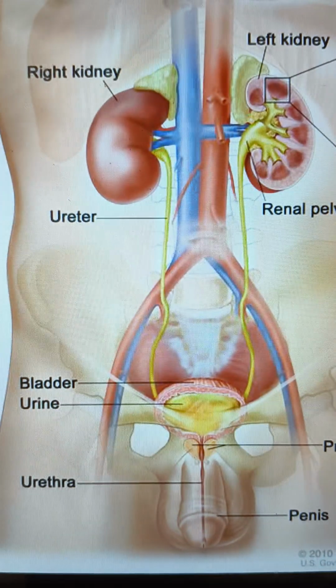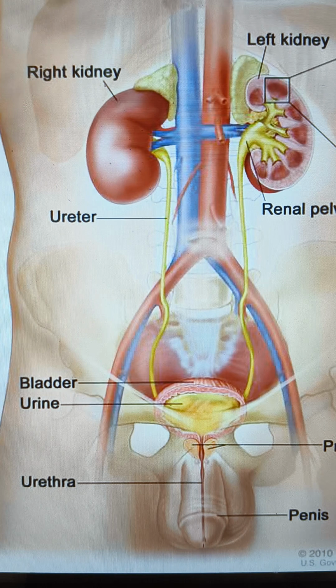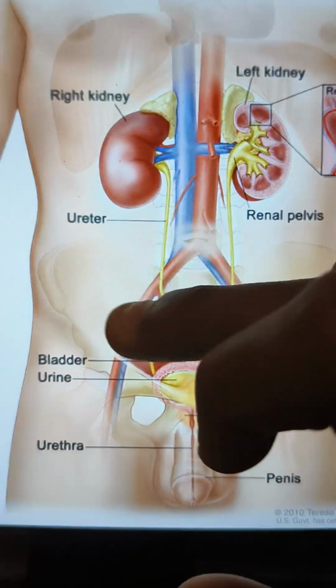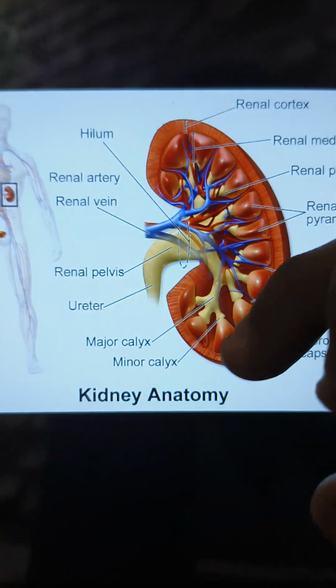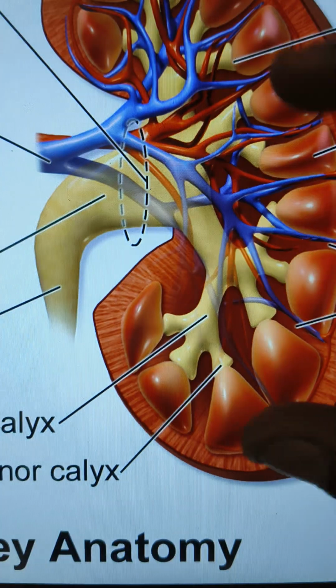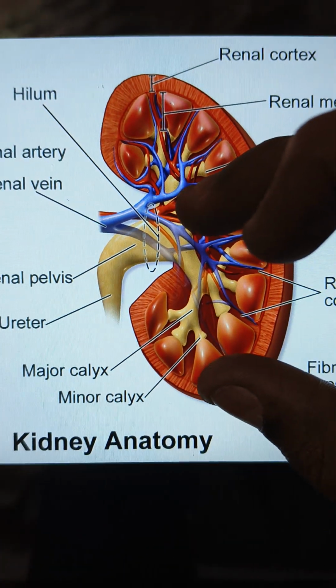After that, we know the location of the kidney. The kidney is located from the last thoracic vertebra to L3, L4, meaning lumbar third, lumbar fourth. This is the vertebra. After that, we know the structure present in the human body. We see the internal structure of the kidney.